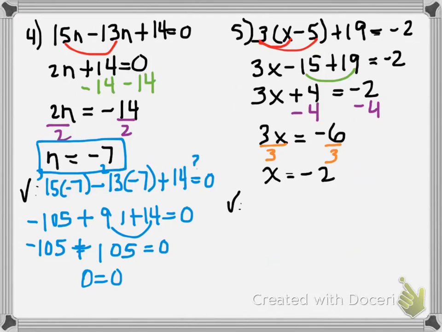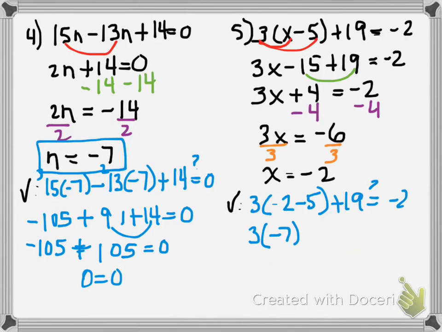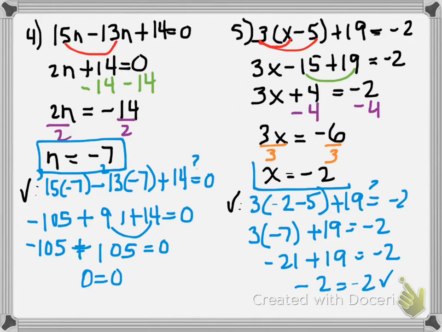So let's try the check and see if 3 times the quantity negative 2 minus 5 plus 19, does that actually equal negative 2? So inside the parentheses, I have signs are the same, so I'm going to add and I get a negative 7. 3 times a negative 7 is a negative 21. Signs are different, bigger numbers negative, 21 take away 19 is 2, and sure enough, it works, so that verifies, yep, x equals negative 2. Awesome timing, guys. Have a great day. I'll be here after school.